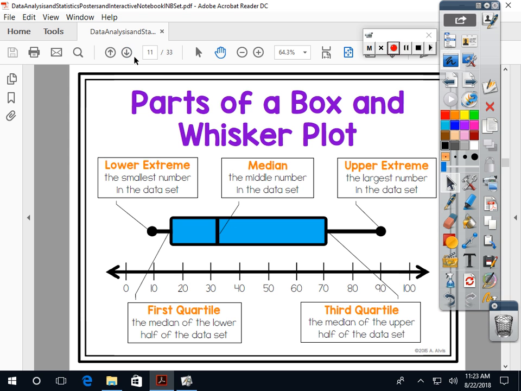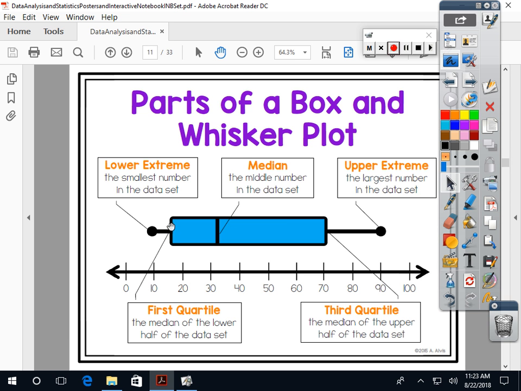Okay, parts of a box and whisker plot. We already know this, so I'm not going to make you write it down, but let's just review it real quick before we move on. This dot over here is the lower extreme, also known as the minimum. It's the smallest number in the data set. The dot to the far right is the upper extreme, otherwise known as the maximum, which is the largest number in the data set. Now, when you connect those dots to the box, those are called the whiskers. The box is made of 3 vertical lines, and those are your quartiles.